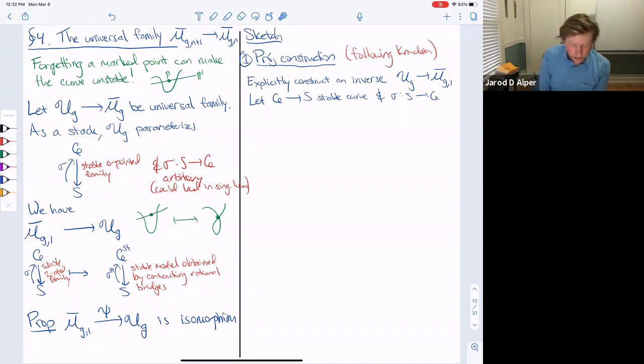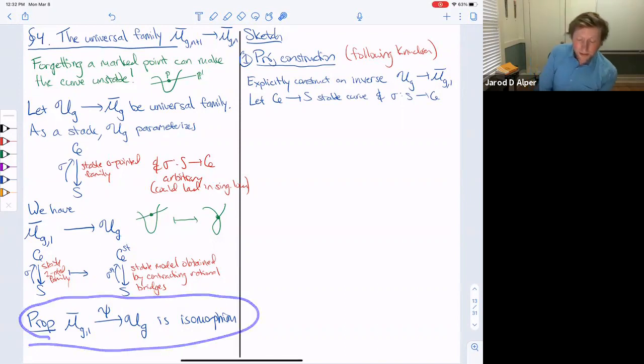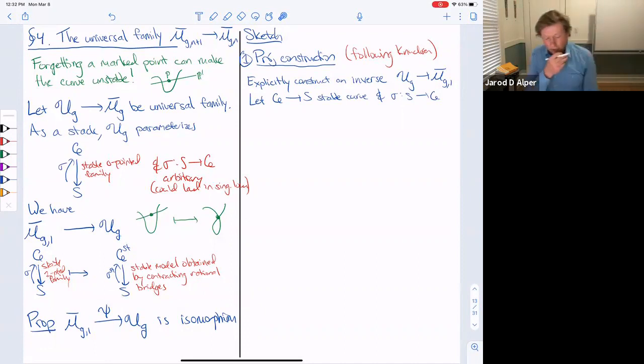And what we want to show is that this is in fact an isomorphism. So once you view the fact that M_{g,1} bar is a universal family over M_g bar, it's a much more remarkable fact than M_{g,1} is a universal family over M_g, because of this fact that forgetting a marked point can destabilize the curve. Correct. And so again, is there a question?